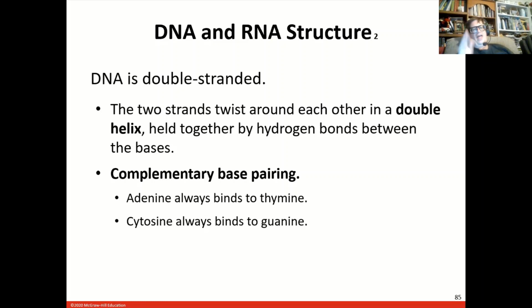And you already heard, adenine is always going to bind to thymine, cytosine is always going to bind to guanine. So that means that on this strand, if you have a cytosine, on the other one you have a guanine. On this strand, if you have a guanine, on this one you have a cytosine. On this strand, if you have an adenine, on this strand you have a thymine. On this strand, if you have a thymine, on this strand you have an adenine.